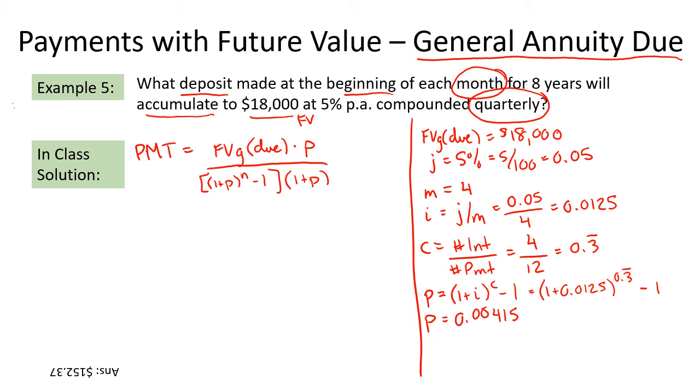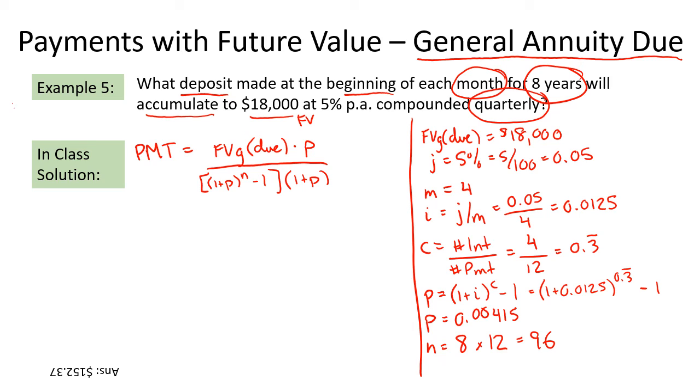Lastly, we need our value for N. So we know from the question, deposits are made for 8 years, and you're making them monthly. So 12 deposits a year. So your value of N is 96.